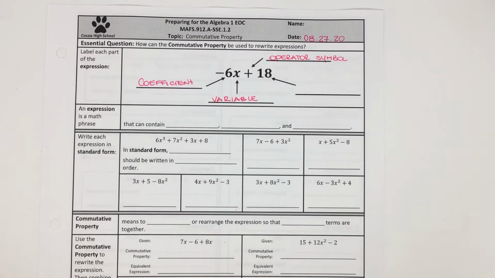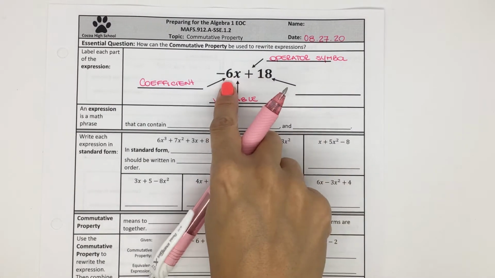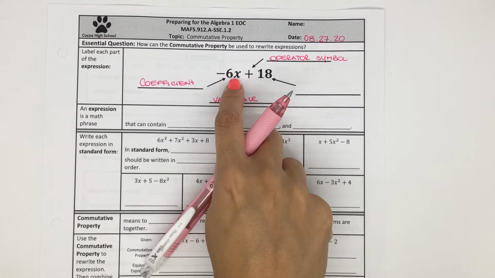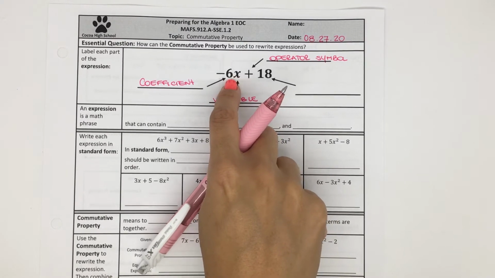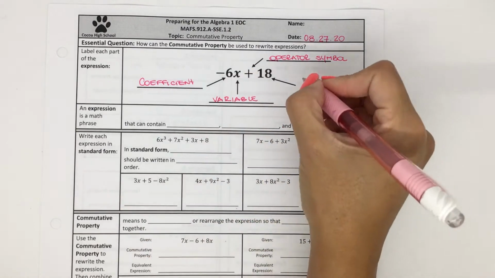And last but not least is your number. Do you see the difference between this one and that one? This one has a letter, a variable right next to it. This one is by itself. So this one is called a constant.